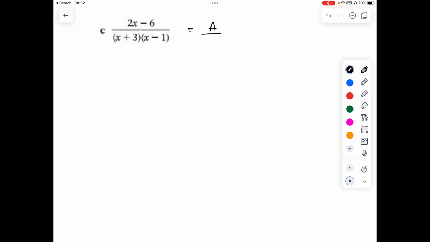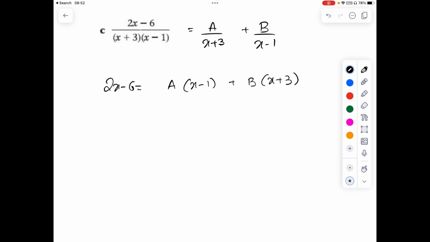Partial fractions again: A upon x + 3. This entire worksheet is based on partial fractions and integrals. So if you follow this video, you will be able to get perfection with the partial fractions and integrals concept. You can pause the video at any time, try to solve it on your own, and then check your answers. So I plug in x equals 1, which gives me -4 equals 4B, B equals -1. Then I plug in x equals -3, -12 equals -4A, so A equals 3.